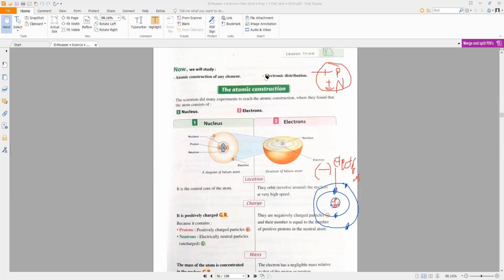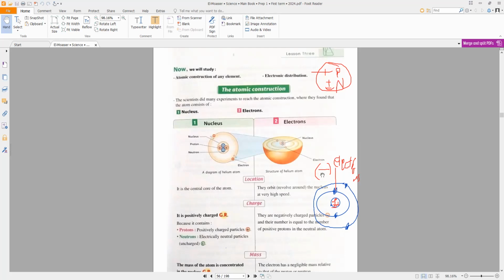But the electrons, this is called an electron. The electrons revolve around the nucleus in fixed orbits at very high speed. This is called the orbit. And inside the orbit, there are electrons that revolve around the nucleus. The charge of the nucleus, as I said, is positive. Why is it positive charge? Because it has two particles, the protons that have positive charge and the neutrons that have a neutral charge. So the charge of a nucleus is positive charge.